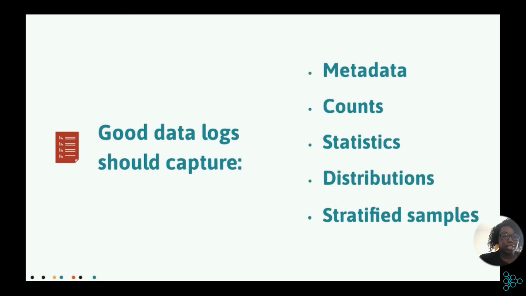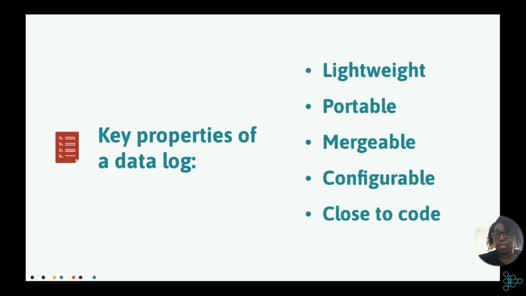All right, good data logs should capture metadata, counts, statistics, distributions, as we mentioned. It should be able to stratify samples. So if you have different classes, you'll want to capture those in either equal proportion or certain proportions in a way that you're just really not able to do unless you have something purpose-built for data. Key properties of a data log. Like I mentioned, lightweight, portable, mergeable is really nice for distributed systems, configurable, and close to the code, as logs tend to be.